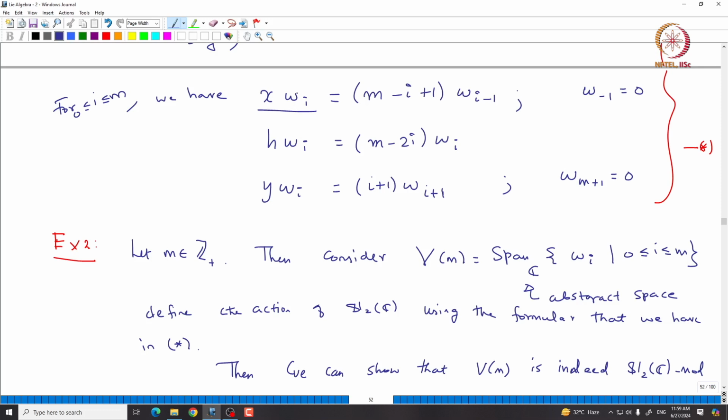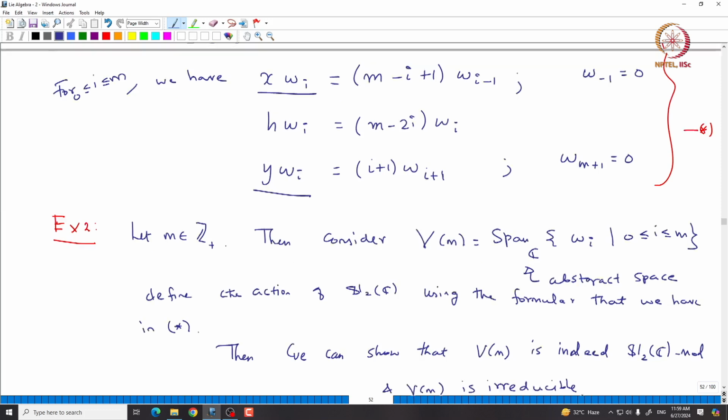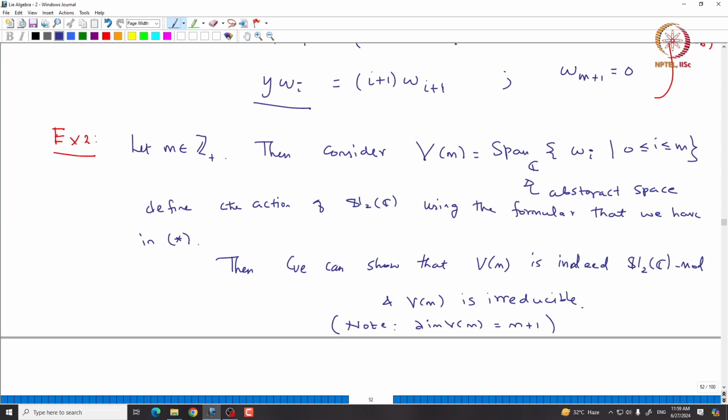So, it goes from i to i minus 1, and the action of y actually increases the indices from i to i plus 1, and h actually makes it stable. So, using these actions one can immediately show that the abstract module that is defined using these formulas is going to be irreducible. Okay. And we have also seen explicitly how one can construct this using homogeneous polynomials of degree m in 2 variables. Okay. So, very similar to that.